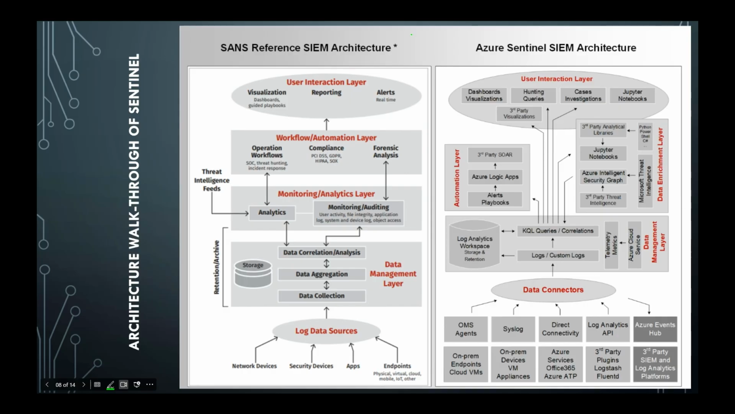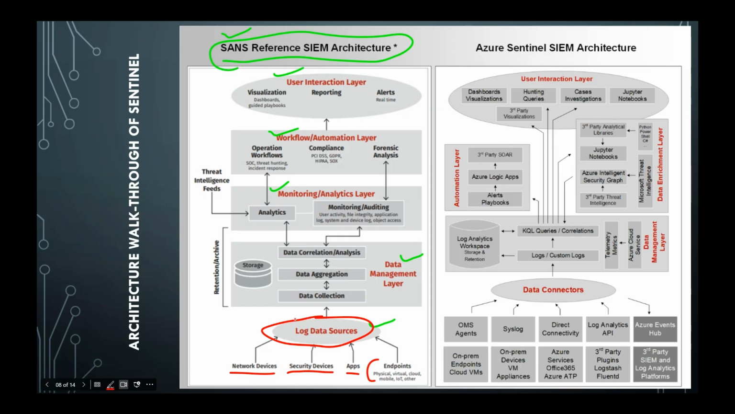All right. The next one is a general SIEM architecture provided by the Science Institute. Here you can see we have various layers: user interaction layer, workflow automation layer, monitoring analytic layer, data management layer, and log source. Let's understand this architecture. Various log sources: network device, security device, app, endpoints. With these log sources, we can collect, aggregate, correlate, and store the data. This is called the data management layer.